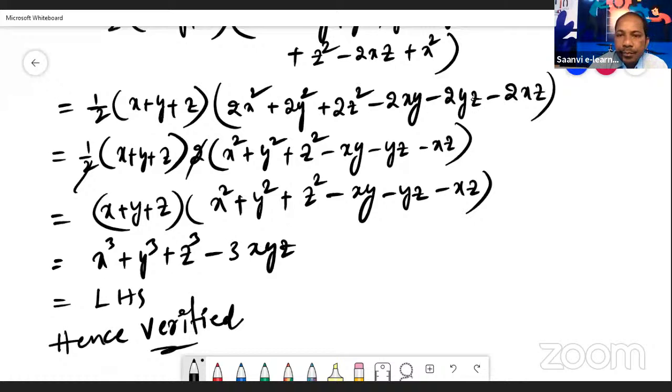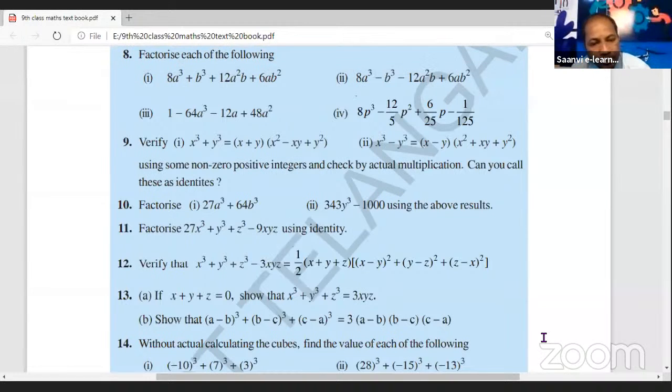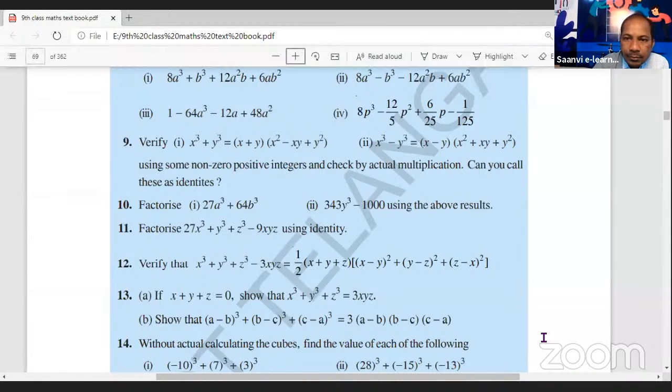Okay, children. Now, in the same way, now see the next problem, 13th problem. 13th problem, first one. If x plus y plus z is equal to 0, show that x cube plus y cube plus z cube is equal to 3xyz. Okay. Now see 13th problem.